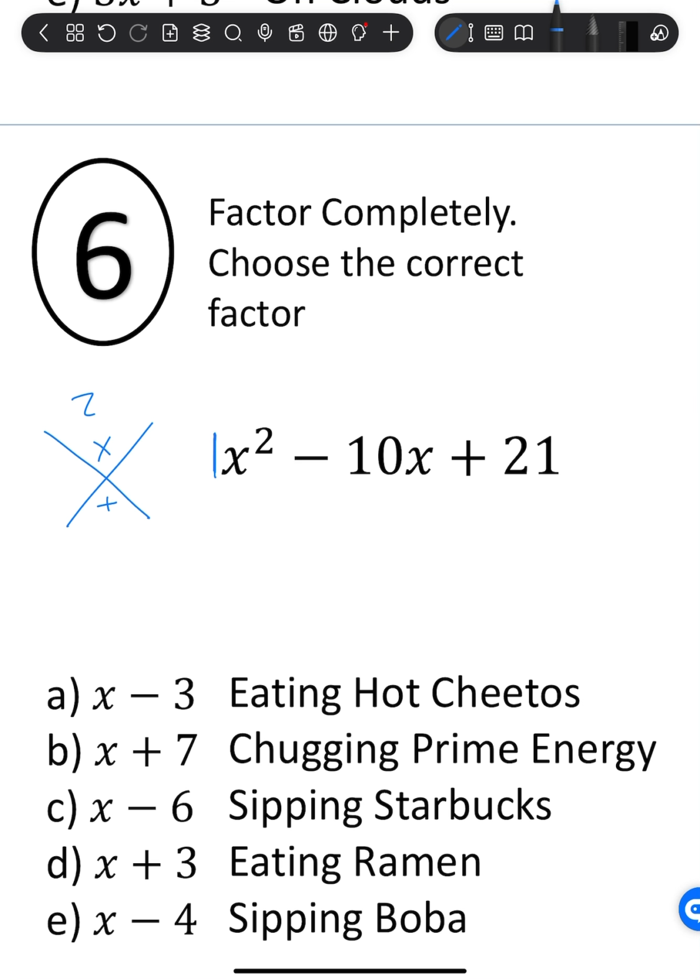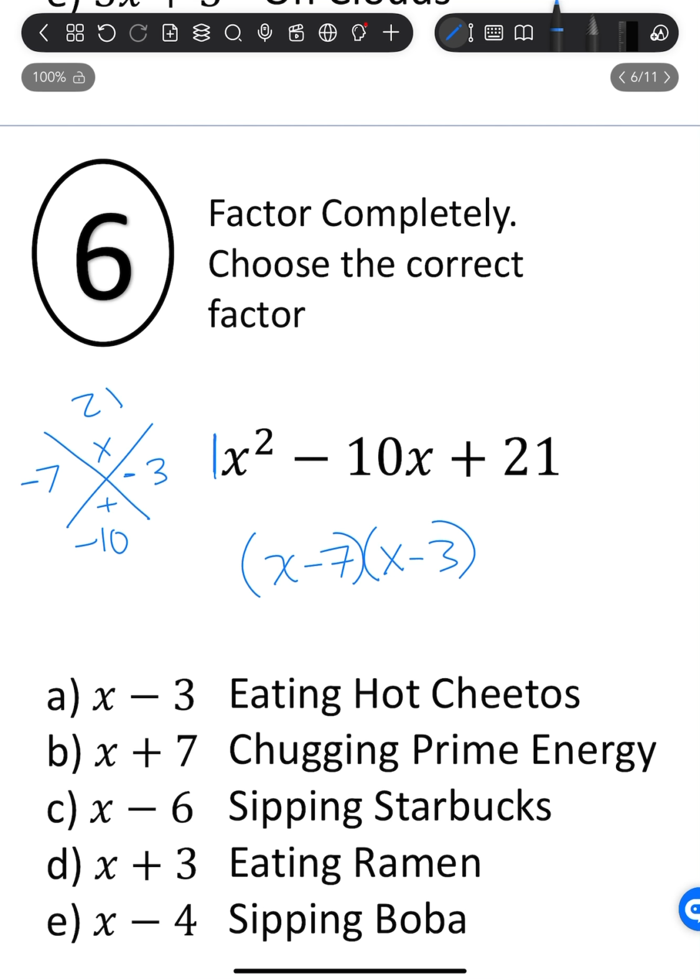So I need two numbers that multiply to 21 and add to negative 10. So I'm kind of thinking to get to 21 is 7 and 3. However, they need to add to negative 10, so by making these both negative, I get to negative 10. So from there, I get x minus 7 and x minus 3. Alright, and you're going to match here at A.